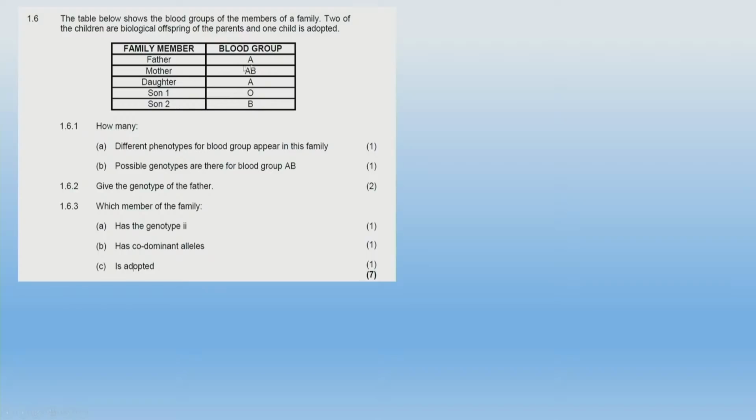In this case, the father is A, the mother is AB, the daughter is A, and then they have two sons, one O and one B. So in this case, which one of the sons is adopted? It's son 1, because the father is A and the mother is B, and now he's O. That is impossible, because he must receive a recessive allele from the mother and one from the father, but the mother doesn't have one. You can see that the mother doesn't have one.